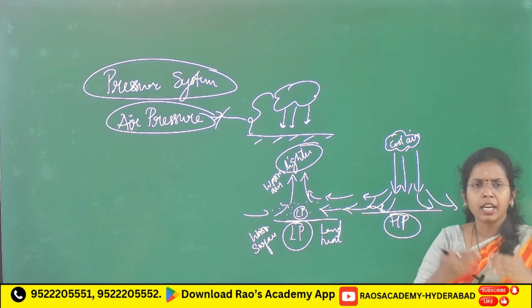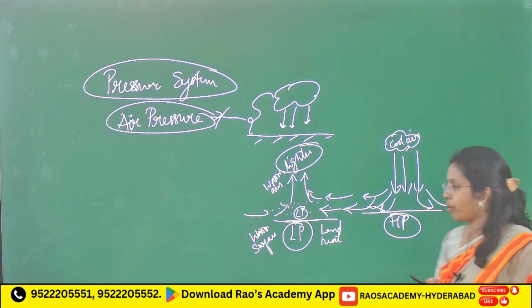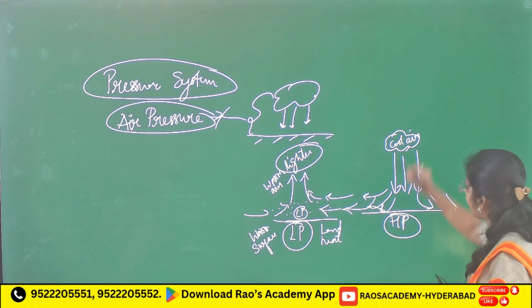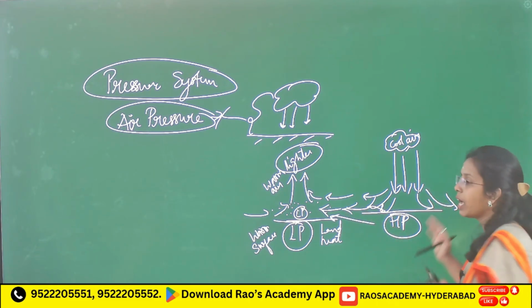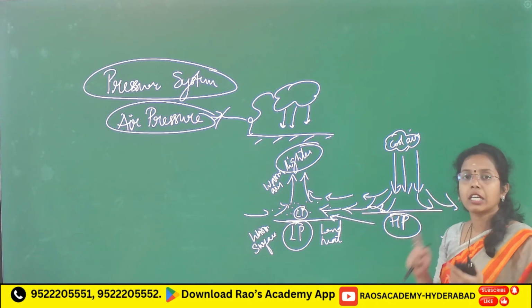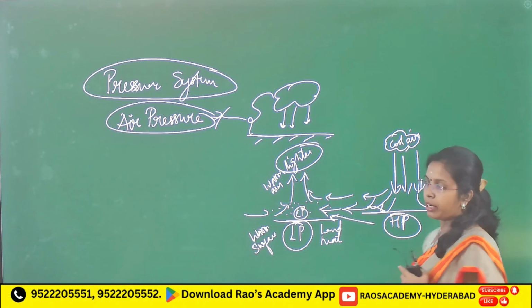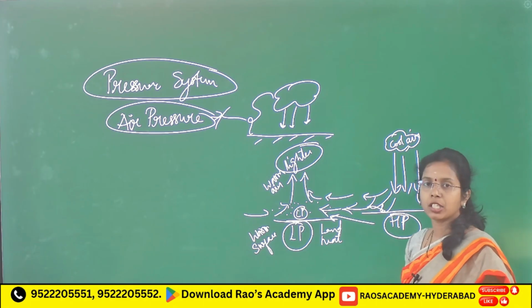because air and earth always maintain equilibrium. Like this, high pressure to low pressure. Wind moves from high pressure to low pressure. This you have to remember. Air pressure system, wind movement.